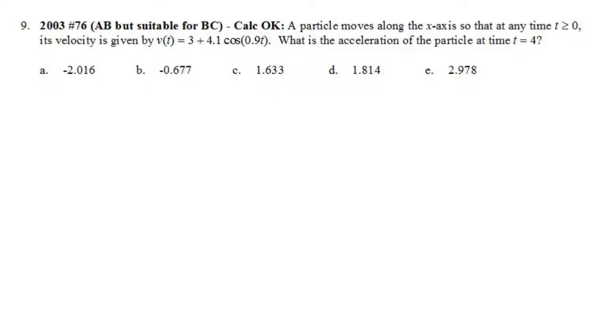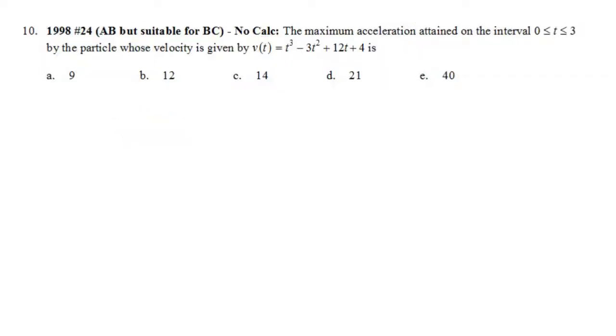Okay, our next problem is again a calculator problem. And for this one, at number 9, you need to find the acceleration of the particle at time t equals 4. So we have velocity. So since it is a calculator problem, all we need to do is find v prime at 4 in our calculators, and that should give us answer choice C.